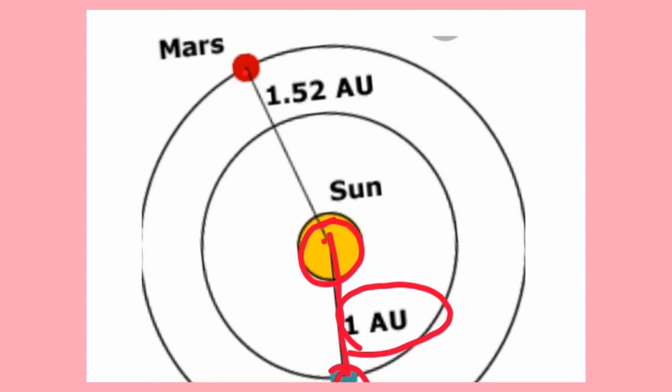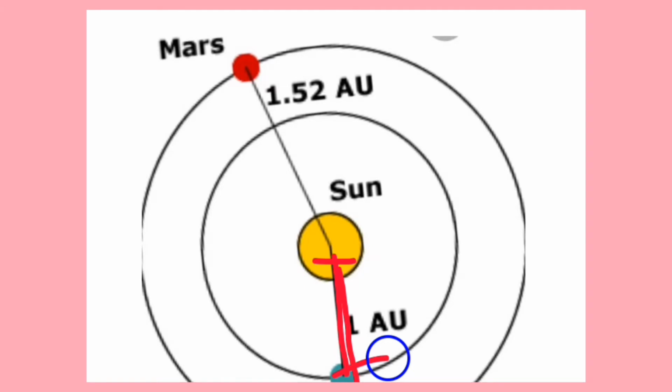So they measure again in AU only, astronomical unit. First they calculate the distance between the sun and the earth, then from there the distance between the sun and Mars. It is about 1.52 AU, astronomical unit.